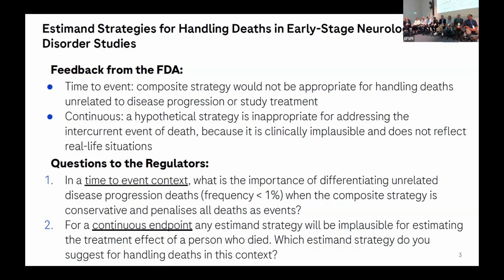So the first question for the regulators in the time to event context is, what is the importance of differentiating unrelated disease progression deaths, knowing that we have less than 1% in our trial, and when the composite strategy is conservative and penalizes all deaths as events? That's the first question. And the second question is in relation to our continuous endpoint, in which any estimand strategy will be implausible for estimating the treatment effect of a person who died. So which estimand strategy do you suggest for handling deaths in this context? Always keeping in mind that it's only 1% of deaths.